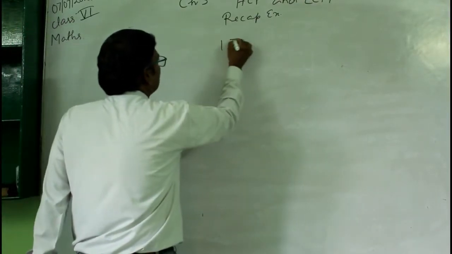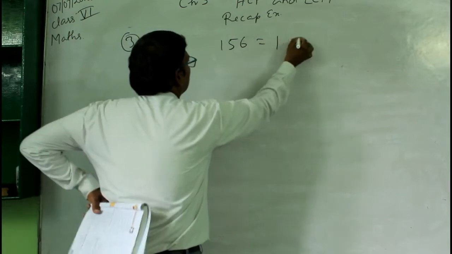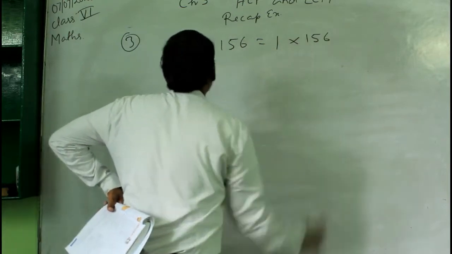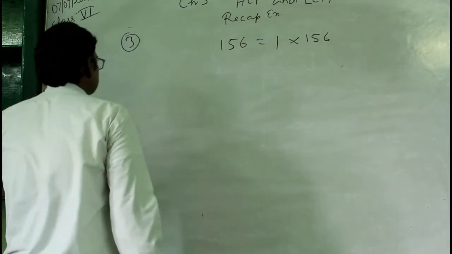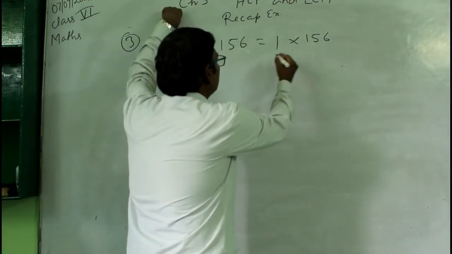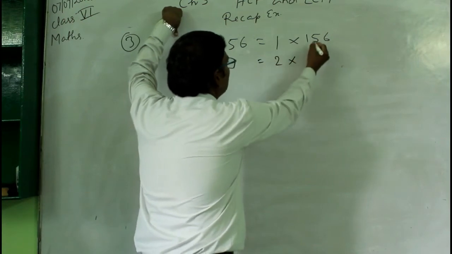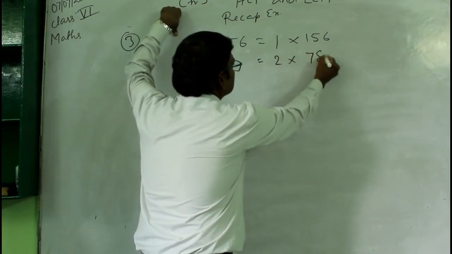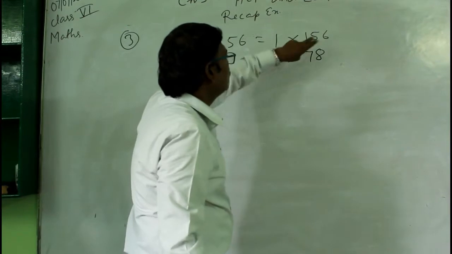Okay, so write here 156. Then you write 1 into 156. Now we don't know the table of 156, but see that this number is divisible by 2. So here you can write that 2 into 7 are 14 and 2 into 8 are 16, so 78 into 2 will be 156.